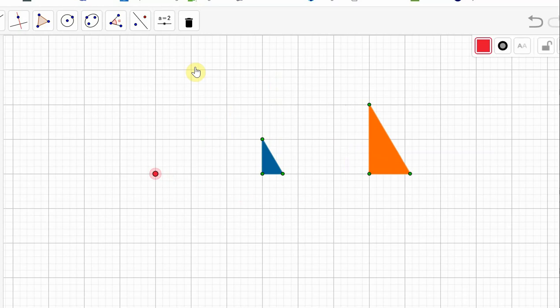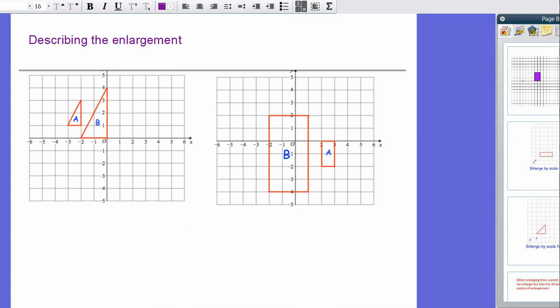If I bring it to here, we've got 15 squares to get to this point. And we've got another 15, so it's 30 squares to get to here. So again, scale factor 2, not just the sides are increasing by double, but also the distance away from the shape. So let's have a go at doing some of these ourselves.